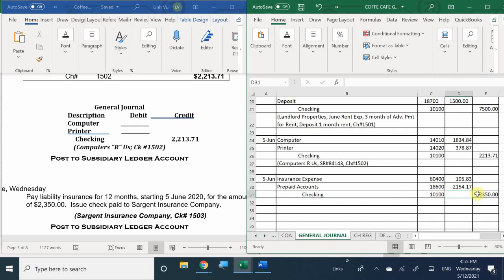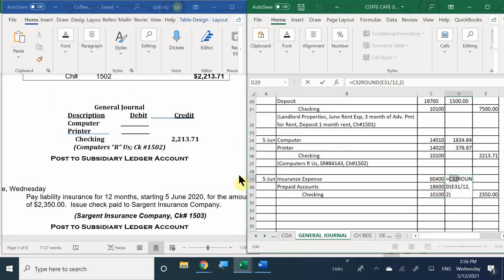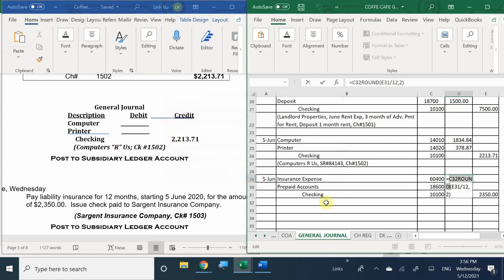Which one? 195.83 was for the 1 month of insurance expense, and then the prepaid was the 2,350 minus the 195.83. Hold on. I just messed up my formula, so let me Control Z. I'm just going to erase this whole thing. Say that again.